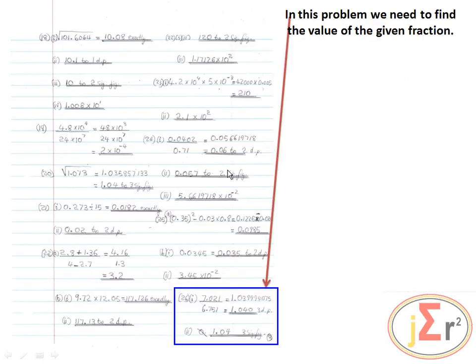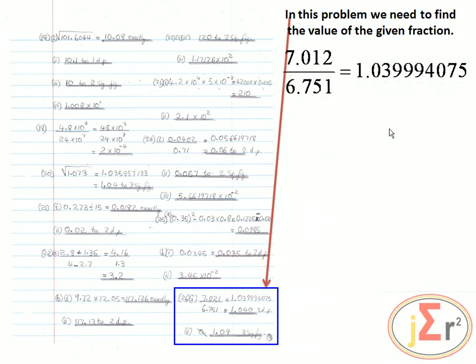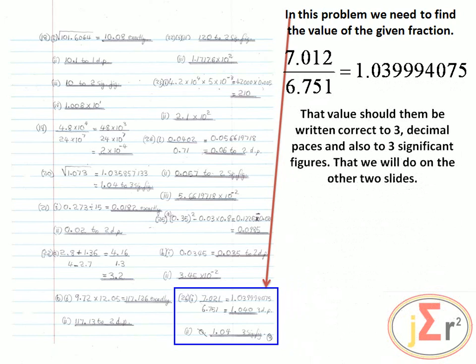In this problem, we need to find the value of the given fraction. There we have it. The value should then be written correct to 3 decimal places and also to 3 significant figures. That we will do on the other slides.